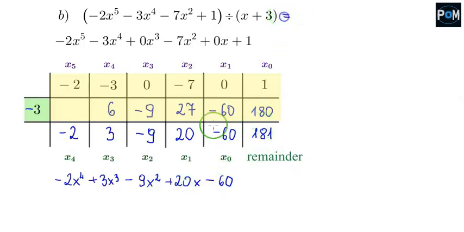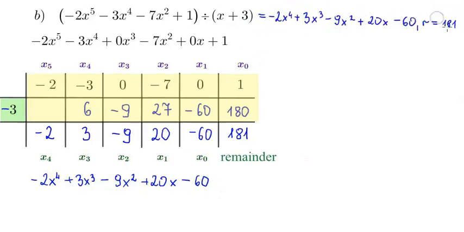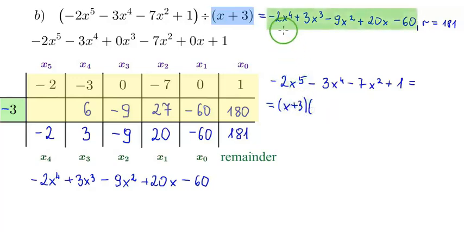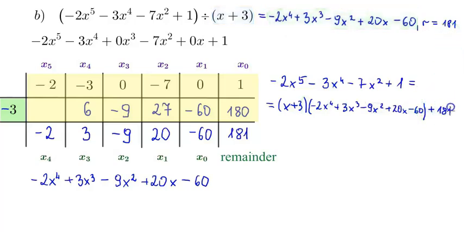So we write this result in this way. We rewrite the entire expression, but here we also need to note that we ended up with a remainder equal to 181. And that means we can write this polynomial as follows. This initial polynomial is the product of what we divided by, which is x plus 3, multiplied by this entire polynomial, which was the result. But here we also have the remainder. This remainder is positive, so we write plus 181, and that's the end of this example.